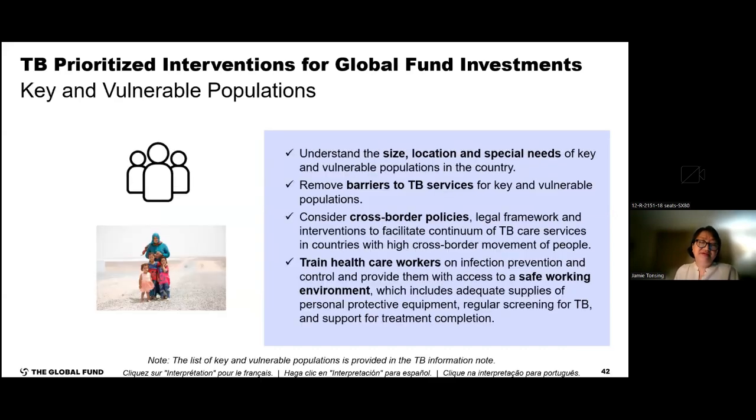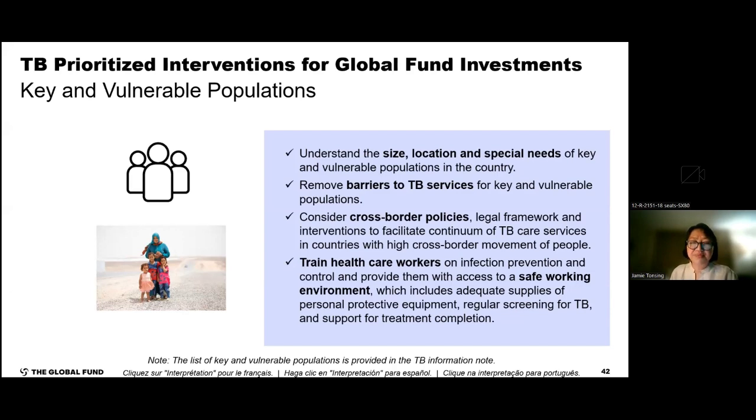Key and vulnerable populations are very important for us, and we know that we have a broad idea of who these groups are in terms of the population attributable fraction, what proportion of them lead to the number of TB. But we need to make sure this is very country context specific. So in every country, we encourage people to look at the size, the location, special needs of your key populations, what are the barriers that they face in accessing care, and then addressing those barriers.